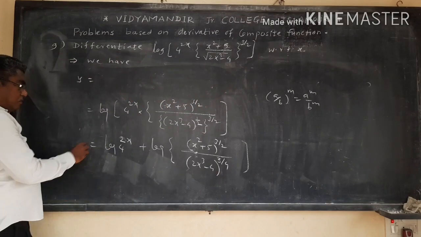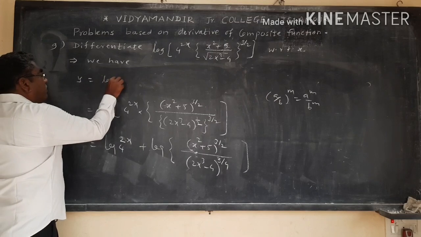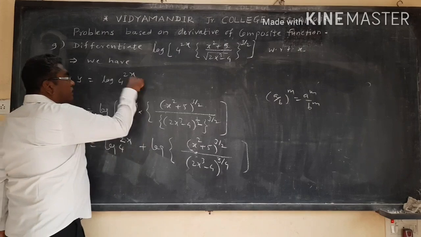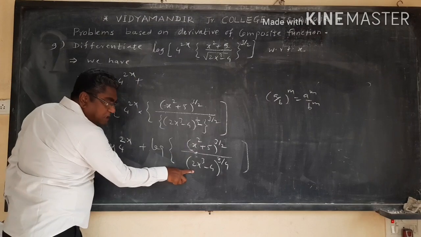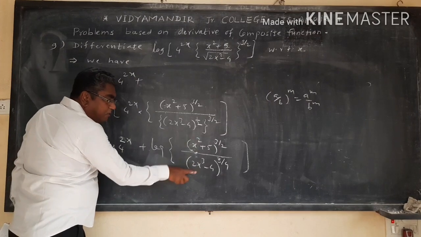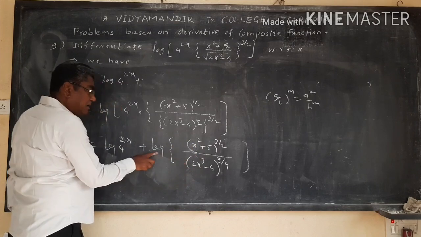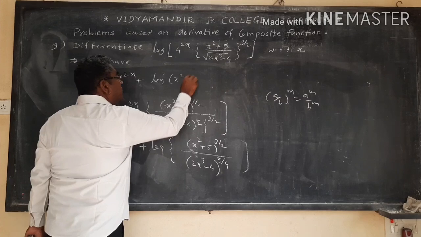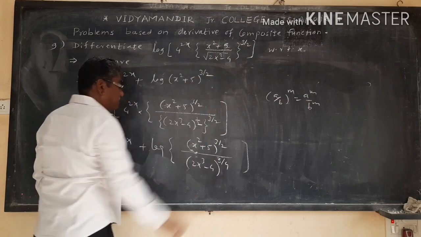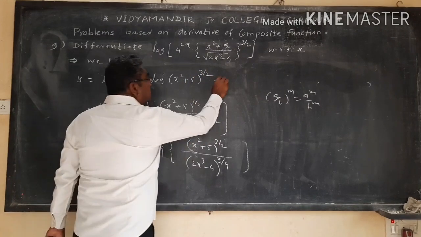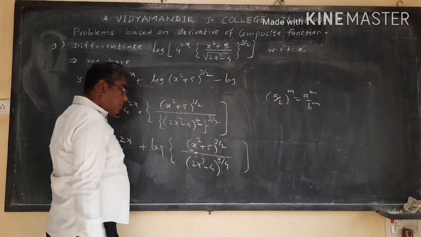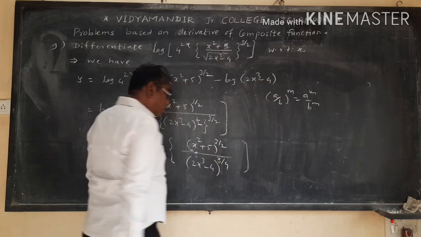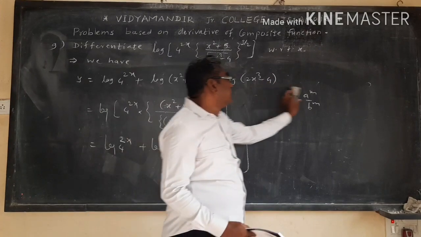Y is equal to log of 4 raised to 2x. Once again, log of numerator upon denominator, log of a upon b, is log a minus log b: log of x square plus 5 raised to 3 by 2 minus log of 2x cube minus 4 raised to 3 by 4.